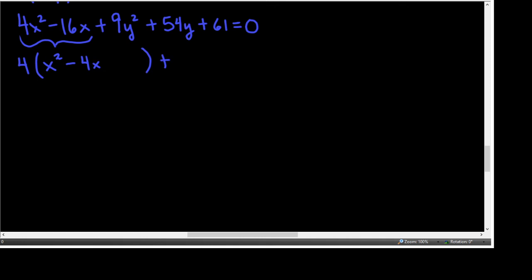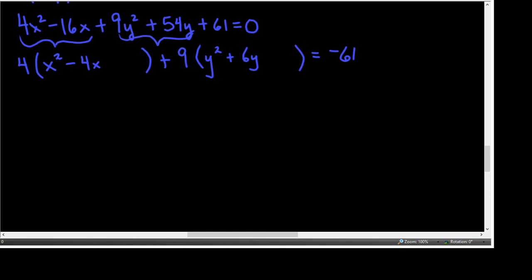I'm going to do the exact same idea with the y terms. The coefficient of y squared must be 1 to complete the square, so I need to factor off the 9, so that the coefficient of y squared is positive 1. And again, leave space for completing the square. And this is where I'm going to go ahead and move that 61 to the other side.